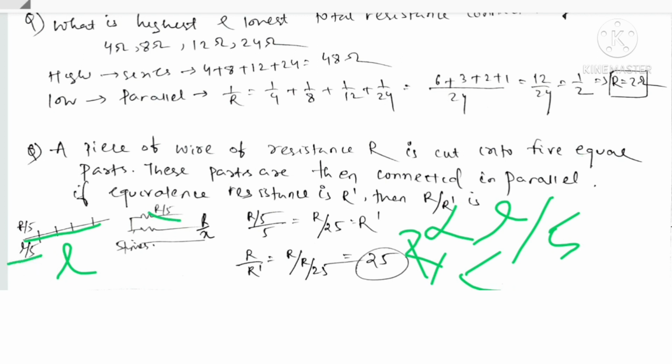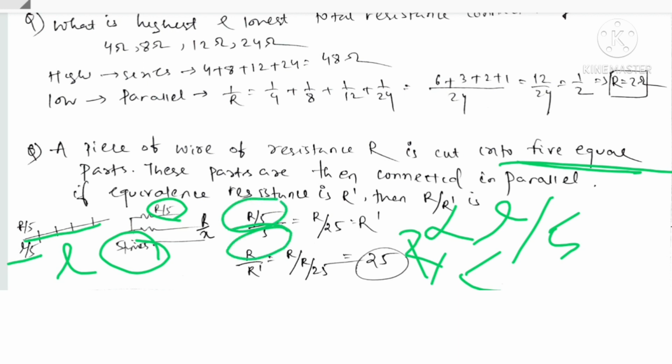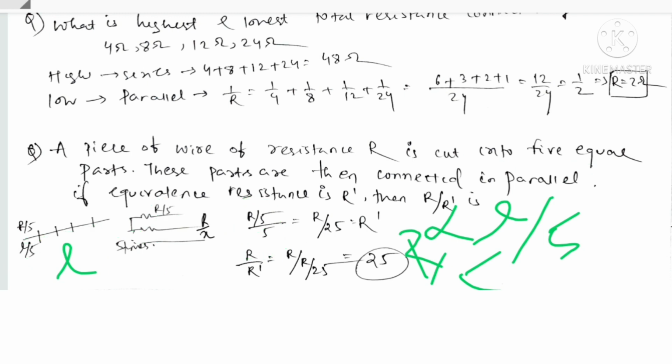So each resistor has value R by 5, and they are connected in parallel. How many times? 5 times, because you have cut into 5 equal parts. So equivalent will be value by number. Value is R by 5 divided by how many resistors? 5. R by 5 by 5, and that is R by 25. Then we have to find the ratio R by R dash. So R by R dash is equal to R by R by 25. Answer is 25.